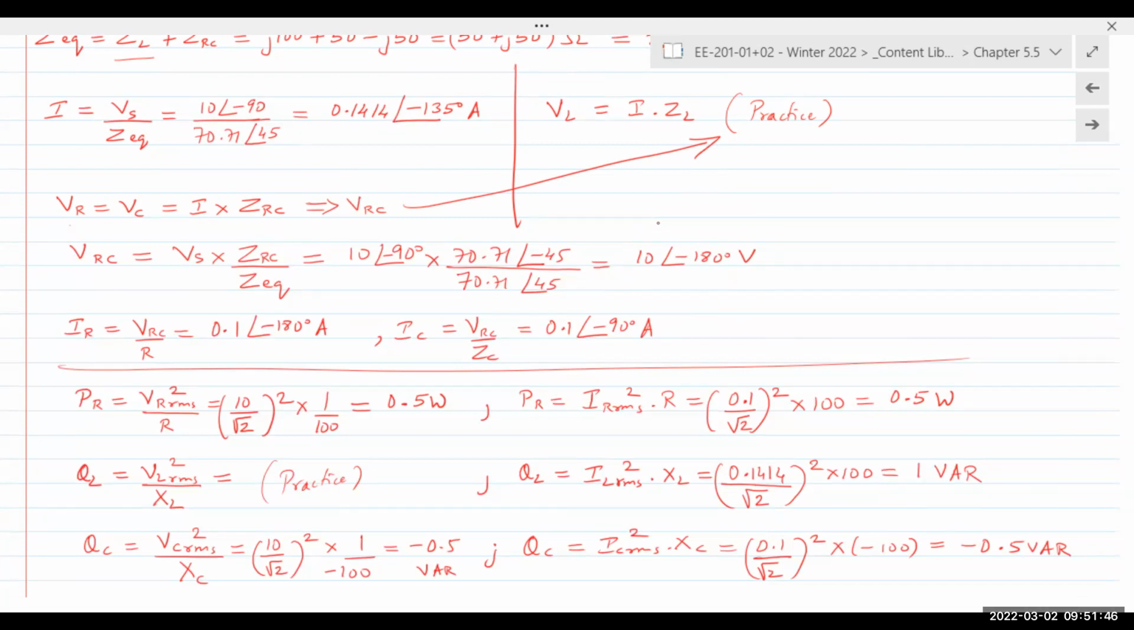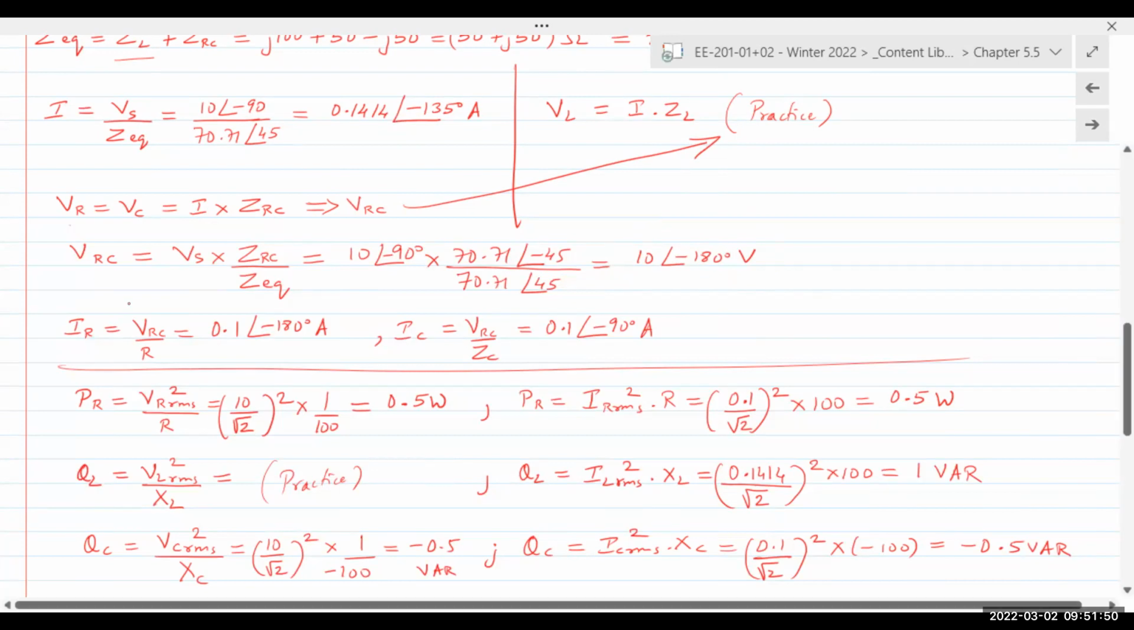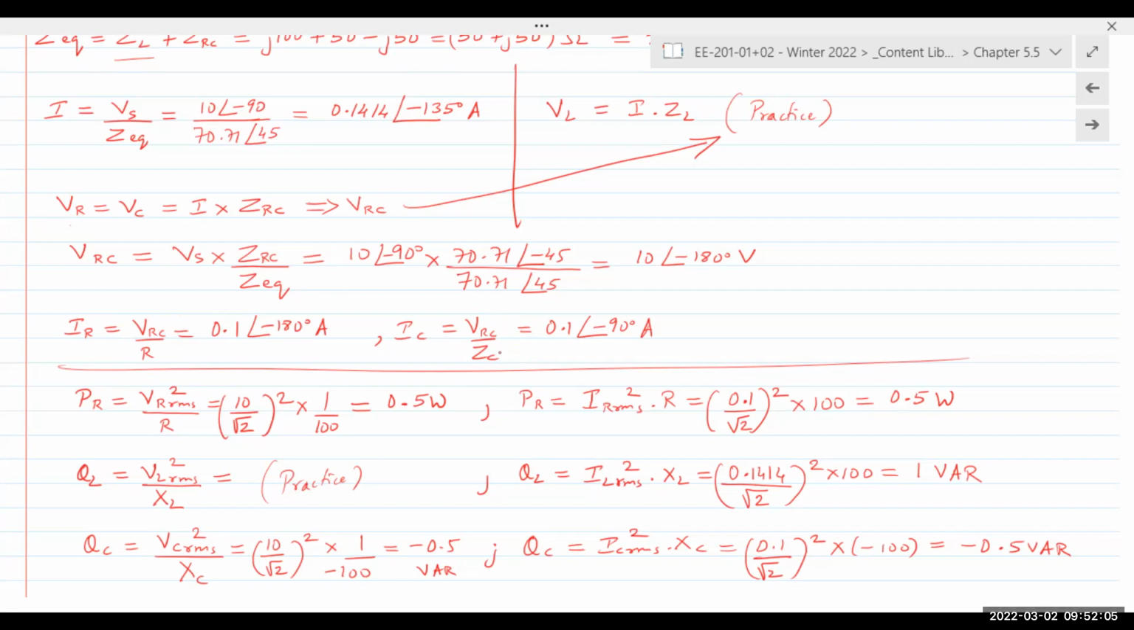Okay. All right, so that is VRC. Once we have the voltage, we can find the current by applying Ohm's law, VRC over R and VRC over ZC. Each one gives us the current for the capacitor. Now, why are we finding the current? We already have the voltage. We can take the voltage and find the power that way, right?